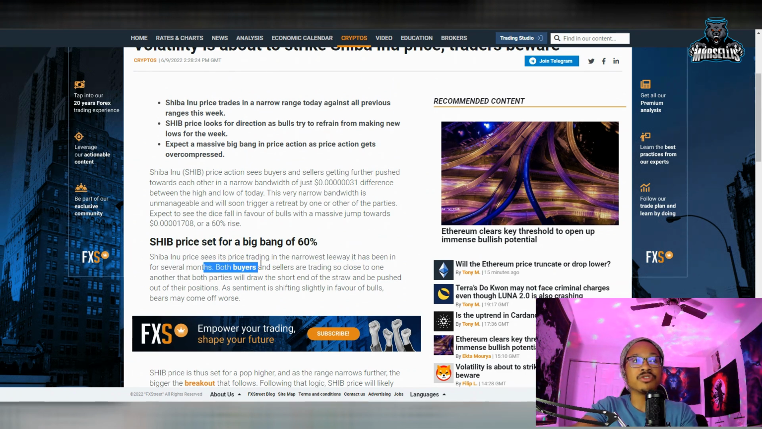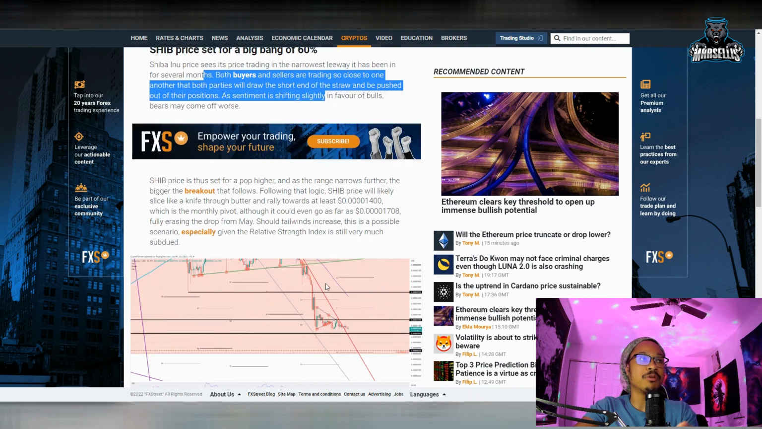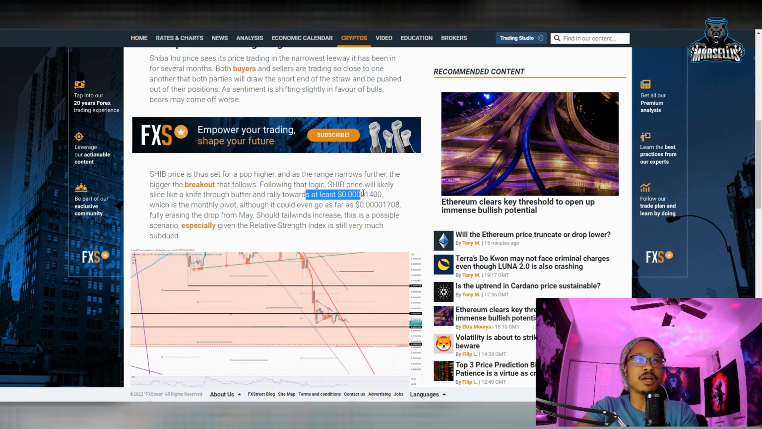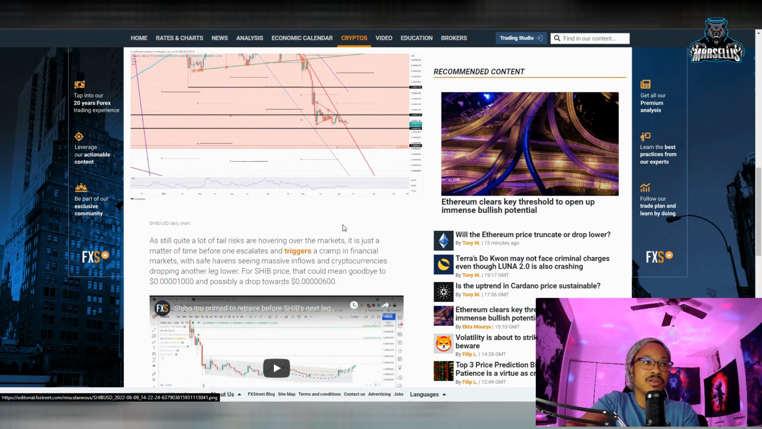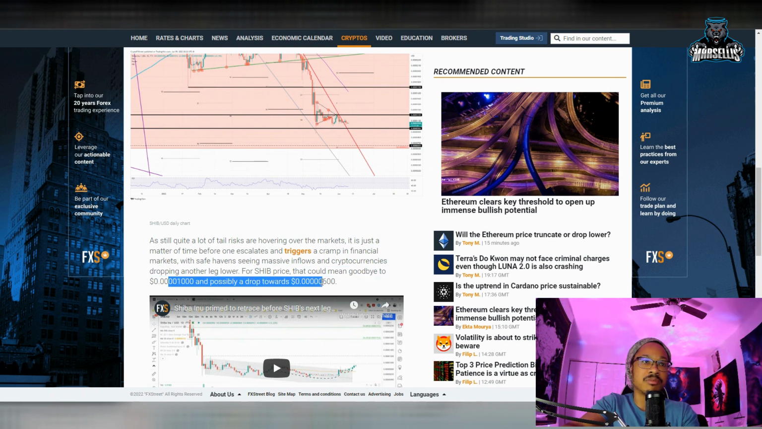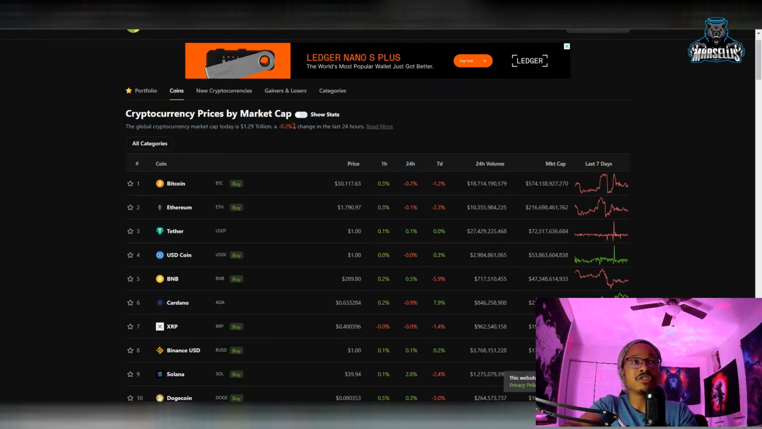Shiba Inu price sees a big squeeze, trading in the narrowest leeway it has been for several months pretty much. So both buyers and sellers are trading so close to one another that both parties will draw the short end of the straw and be pushed out of their positions. So anyways, this is what we're looking at. Following that logic, sheep price will likely slice like a knife through butter and rally towards at least 0.000014, and then eventually to 1708 if we continue to go up. But if we go down below that 9 area, is pretty much what they're saying, then you're going to see sheep drop down to 5Z6, which is 5 zeros and a 6, or this other one at the 1 area, 4Z1. We could see either of that happening, but I'm not too worried about it.